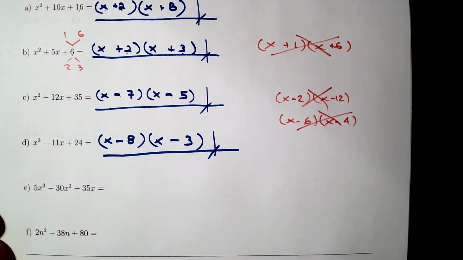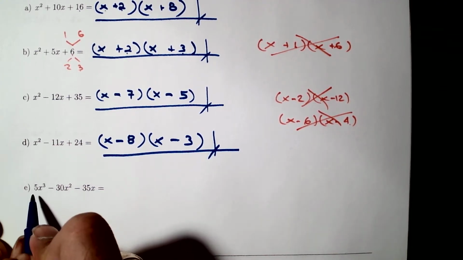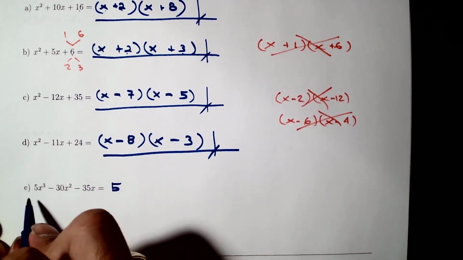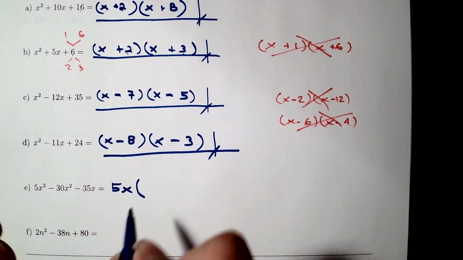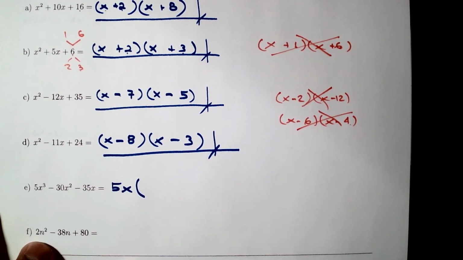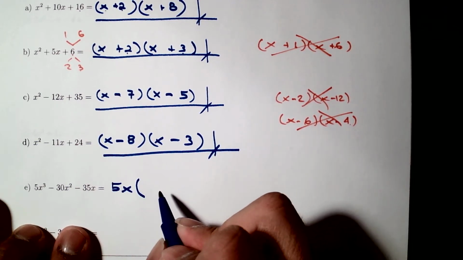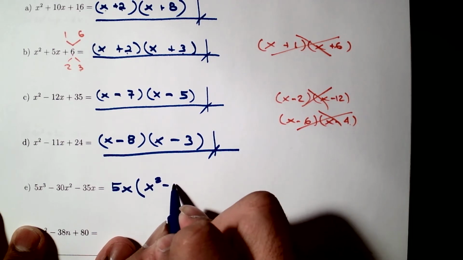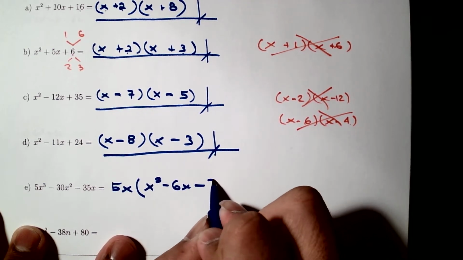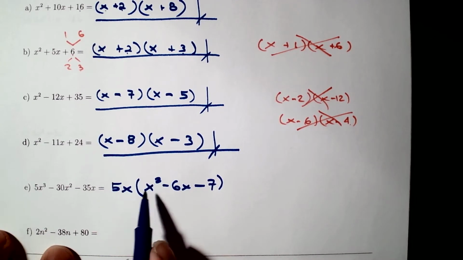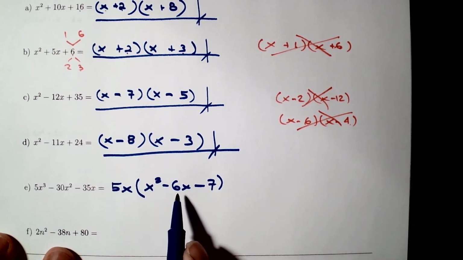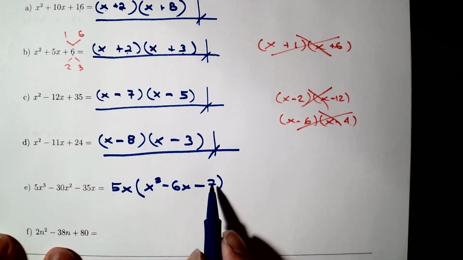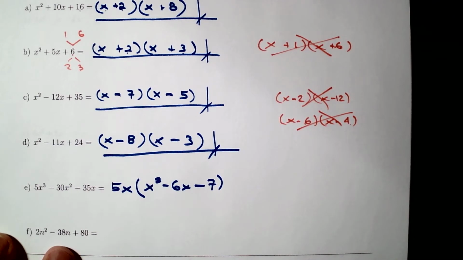So we need to factor out the GCF, which in this case, well, 5, 30, and 35. 5 is part of the GCF, and then we factor out the lowest power of each term. So in this case, x. So we're going to be left with x squared minus 6x minus 7, because 5x times x squared equals 5x cubed, and 5x times negative 6x equals negative 30x squared, and finally 5x times negative 7 equals negative 35x.